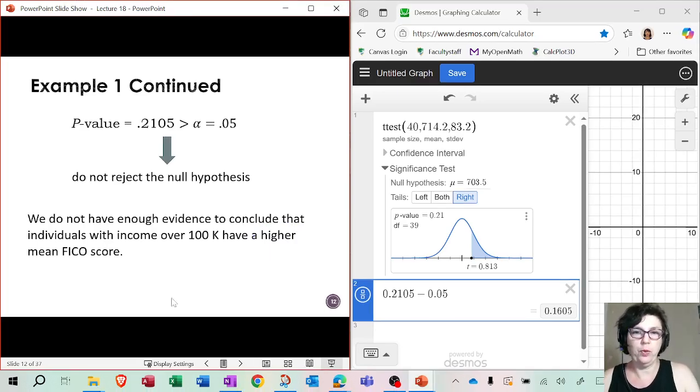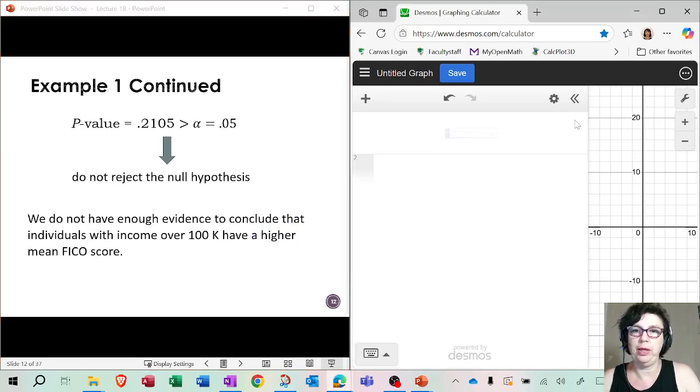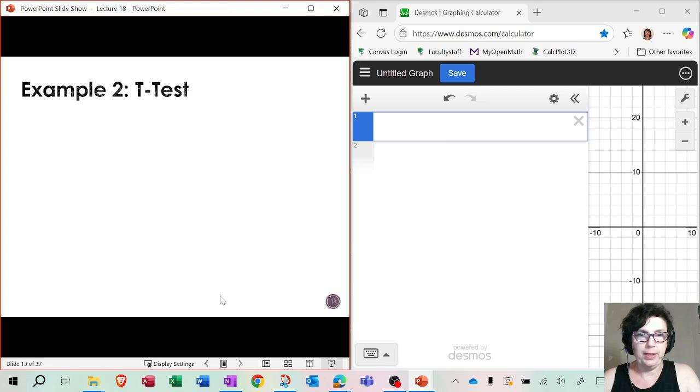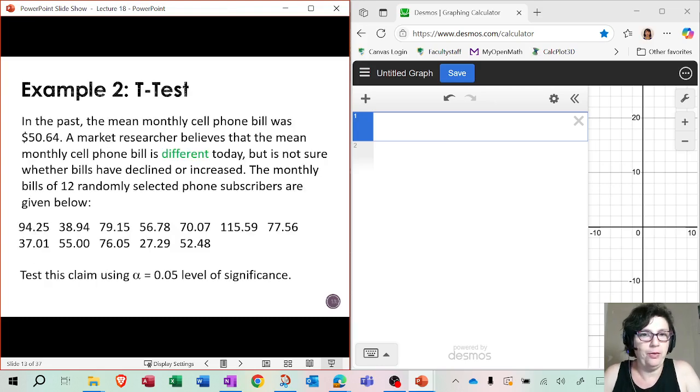Okay, let's look at one more example. This one is going to be with data. This example has data on monthly cell phone bills, and they just want to know whether they are different.